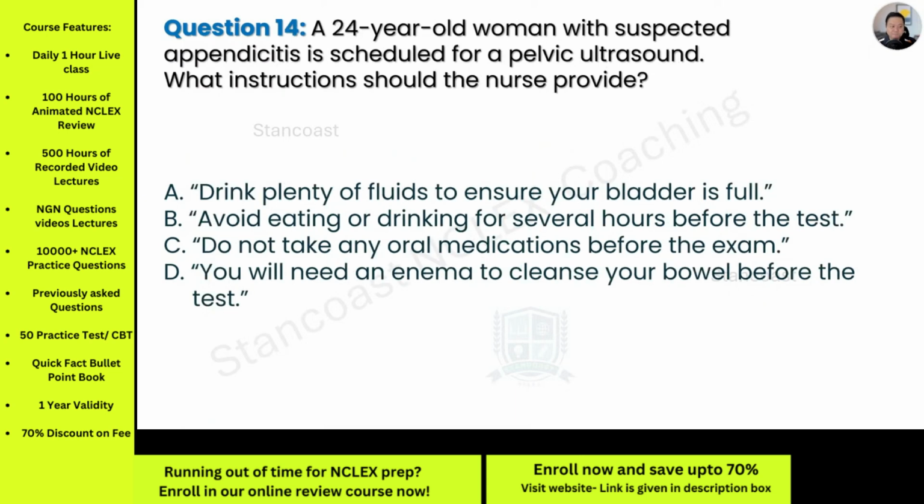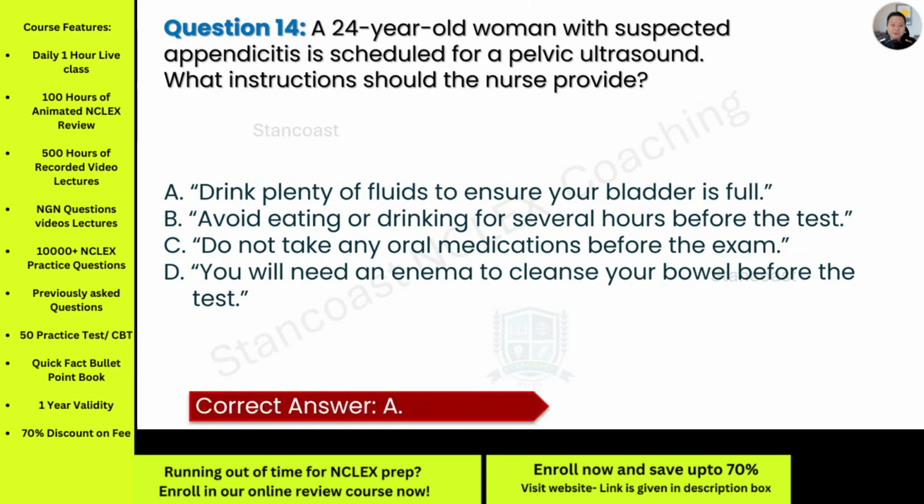Let's have number 14. A 24-year-old woman with suspected appendicitis is scheduled for a pelvic ultrasound. What instructions should the nurse provide? A, drink plenty of liquids or fluids to ensure your bladder is full. B, avoid eating or drinking for several hours before the test. C, do not take any oral medications before the exam. D, you will need an enema to cleanse your bowel before the test. The answer is letter A.